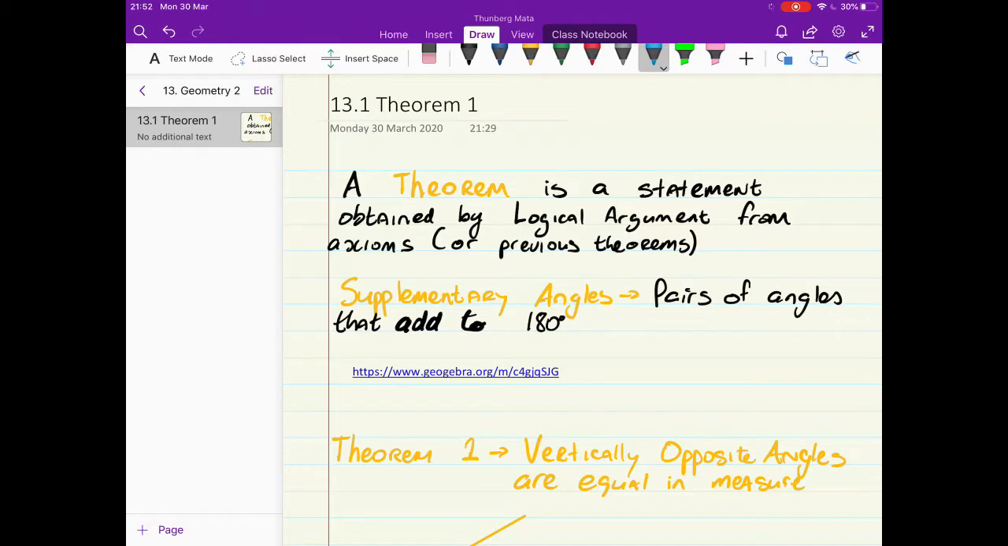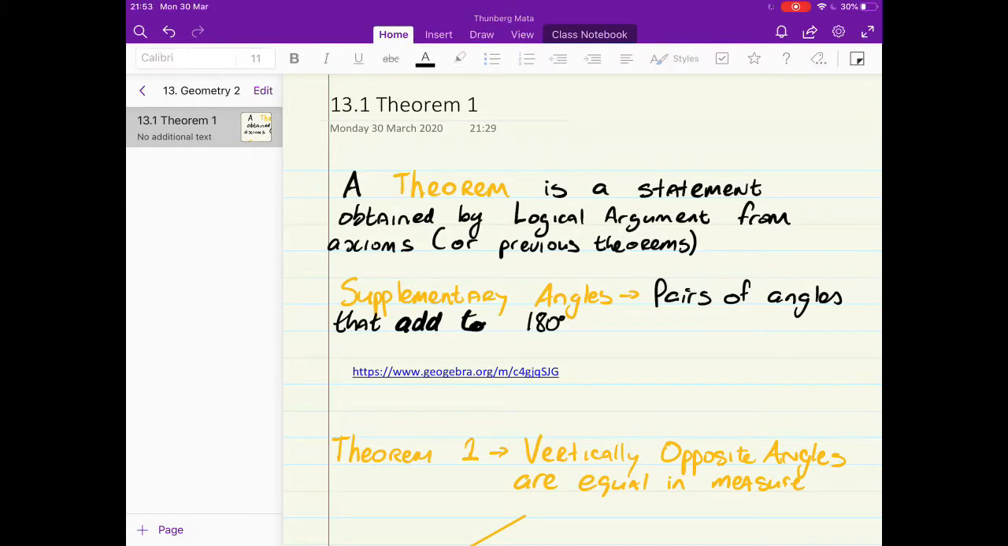In this video, we're going to look at our first theorem we learn in geometry. To do that, we have to recap on a couple of things. A theorem is a statement obtained by logical argument from axioms or previous theorems. So this means a theorem is some statement or fact that we can say because we're able to prove it's true using axioms or previous theorems.